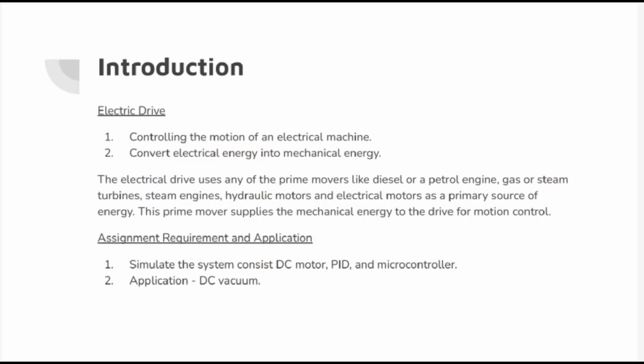So, in this assignment, we need to develop a simulation of variable speed DC motor by using MATLAB Simulink software, and the system must consist of DC motor, proportional integral derivative or PID as a speed controller, and a microcontroller algorithm. For the application of DC motor in this assignment, we choose a DC vacuum, which is a DC motor working as an air suction for cleaning.